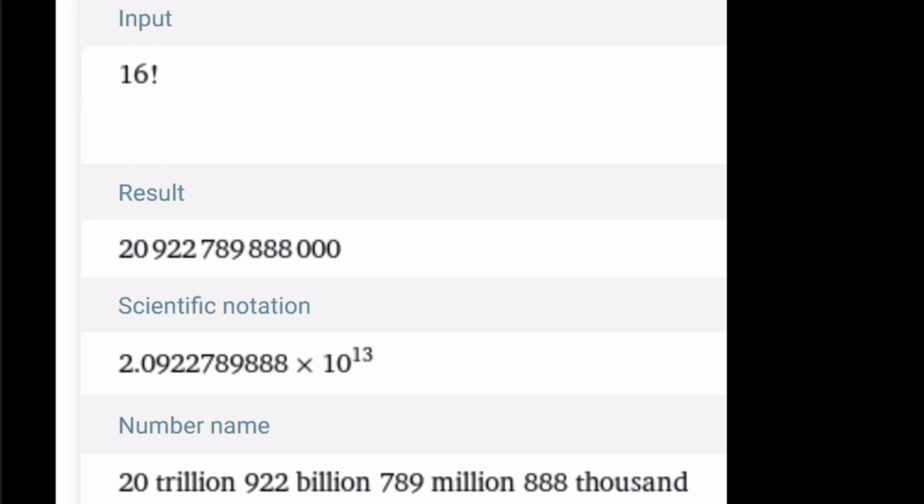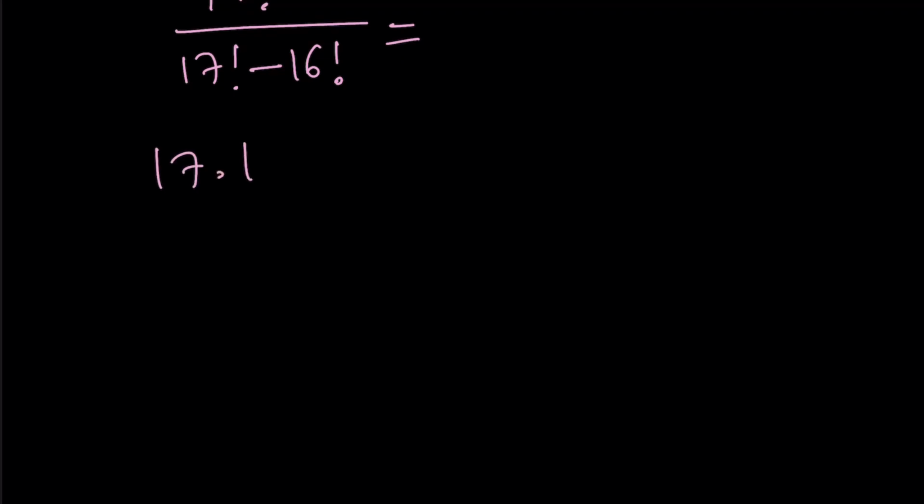So let's go ahead and rewrite our original expression. 17 factorial divided by 17 factorial minus 16 factorial. So here's what we're going to do. Since 16 factorial is less, we're going to write 17 factorial as 17 times 16 factorial. And then that is going to be divided by 17 times 16 factorial minus 16 factorial.